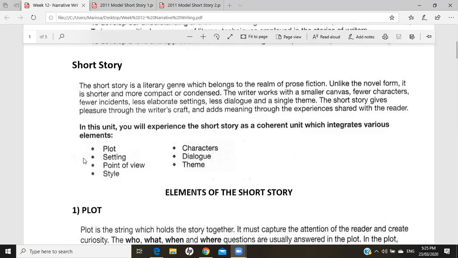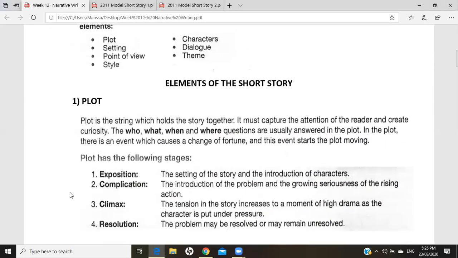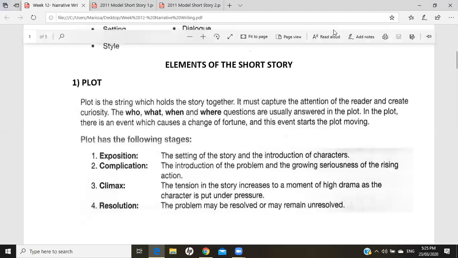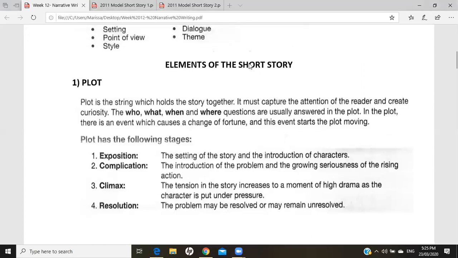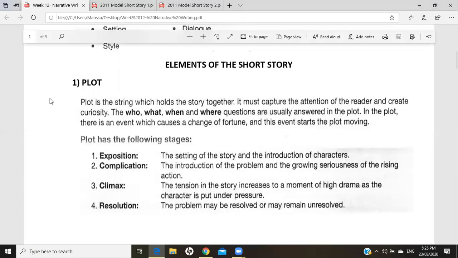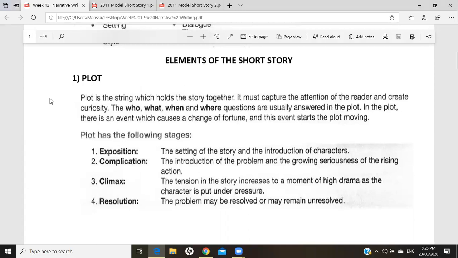Good. So let's explore the first element. And this element, I really want you all to listen to, because sometimes it's easy to get a bit lost with what they're saying. So this element is probably the most important element of the short story. And that's why I have it first, right? So if at any point in time you don't understand anything, just stop me and I'll go through it again. So the first thing is plot. Plot is the string which holds the story together.